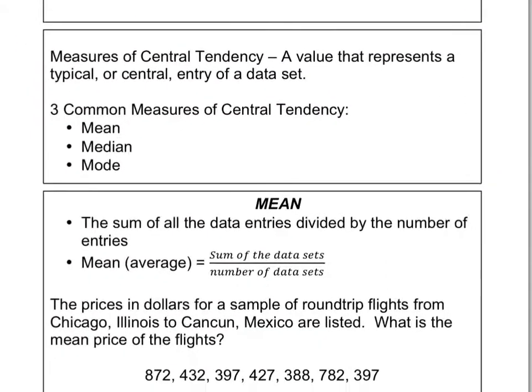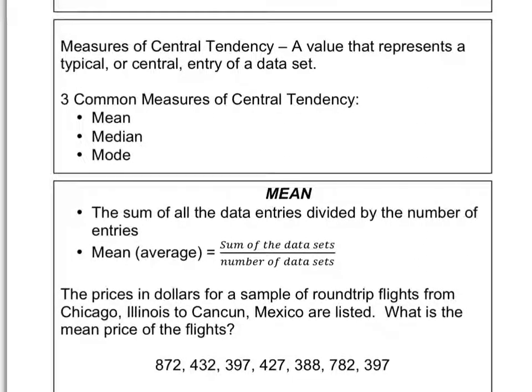So the measures of central tendency: a measure of central tendency is a value that represents a typical or central entry of a data set. That's the actual definition. There are three common measures of central tendency. We've got the mean, the median, and the mode, and we're going to go through and talk about exactly what each one of those means.